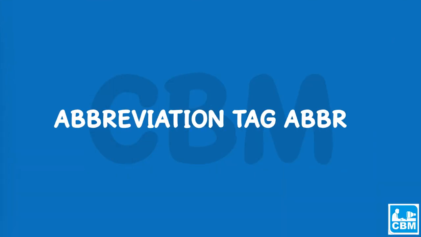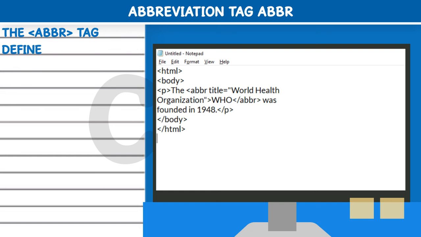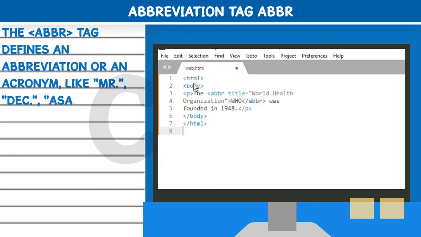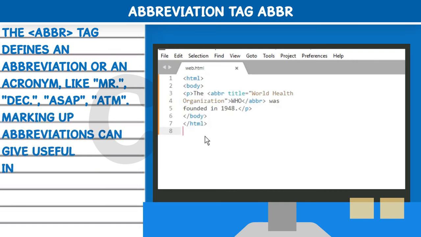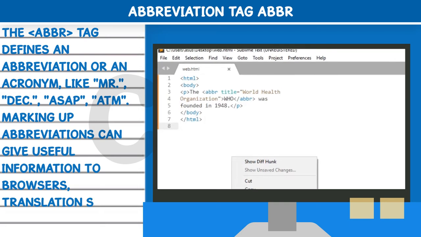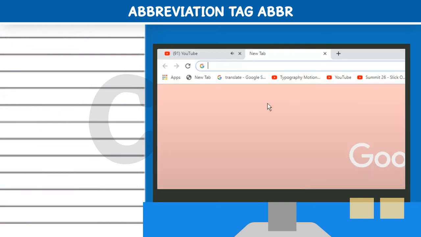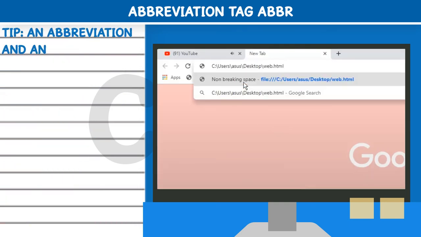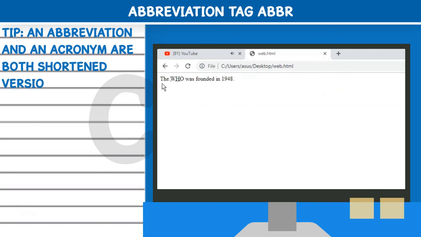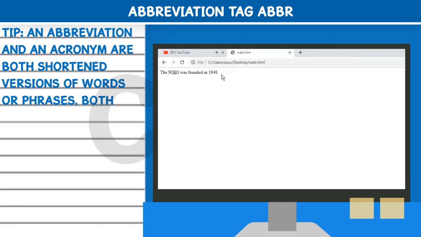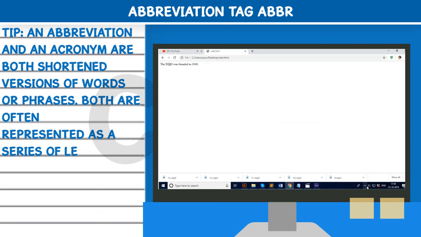Abbreviation tag, abbr. The abbr tag defines an abbreviation or an acronym, like Mr., Dec., ASAP, ATM. Marking up abbreviations can give useful information to browsers, translation systems and search engines. Tip: an abbreviation and an acronym are both shortened versions of words or phrases. Both are often represented as a series of letters.